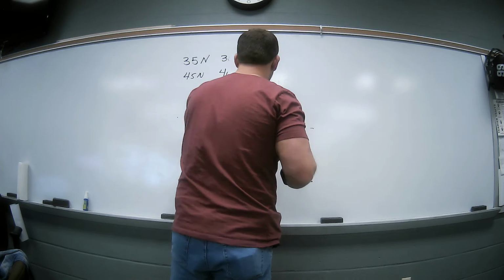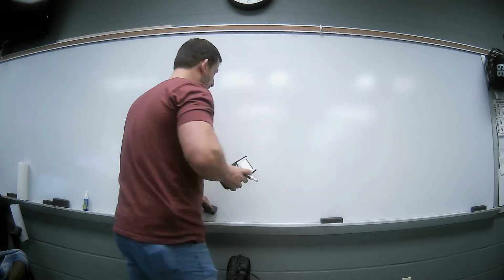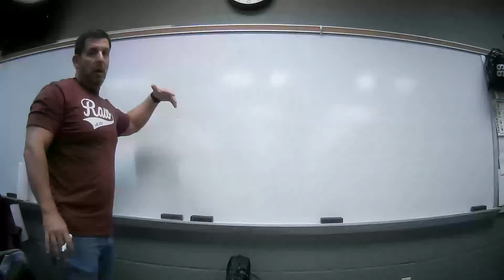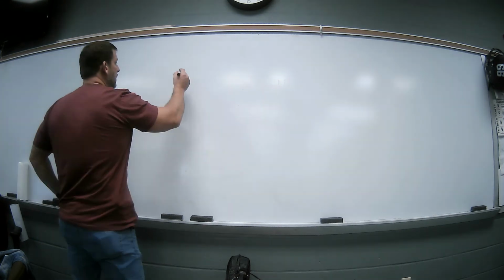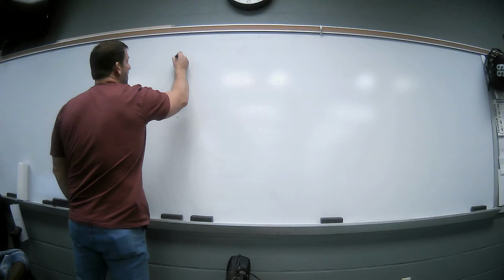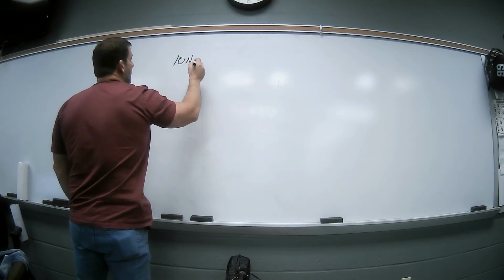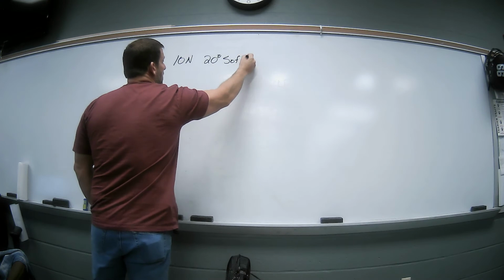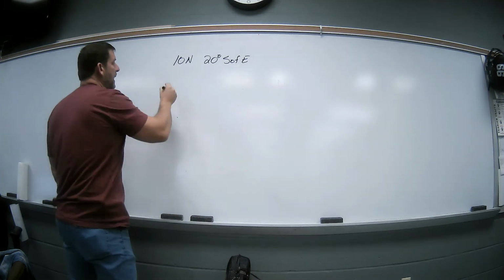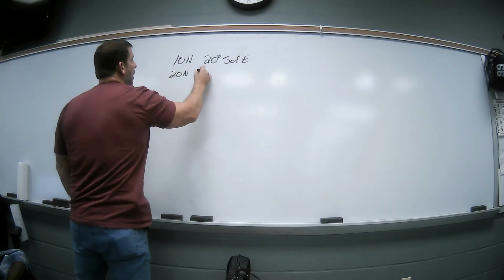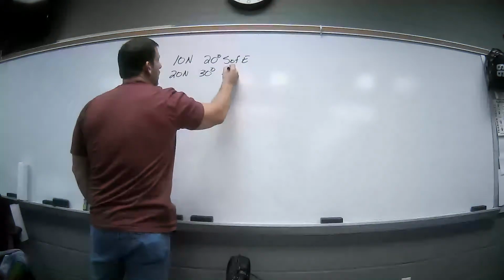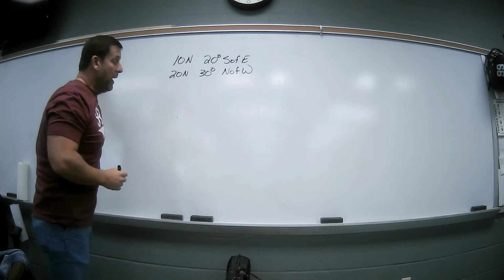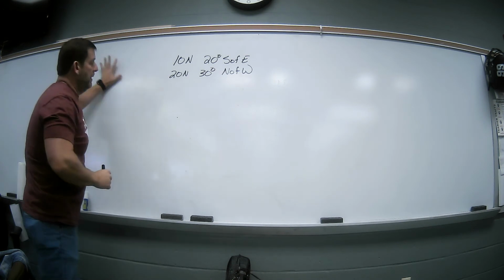I'm making up one. The process works with three vectors and four vectors. All right, so follow with me here. Let's suppose you have, and I make this up, 10 newtons, 20 degrees south of east. And let's say we have 20 newtons, 30 degrees north of west. Now again, I should have put it right over here, so you can see what I've done and then work it down here.